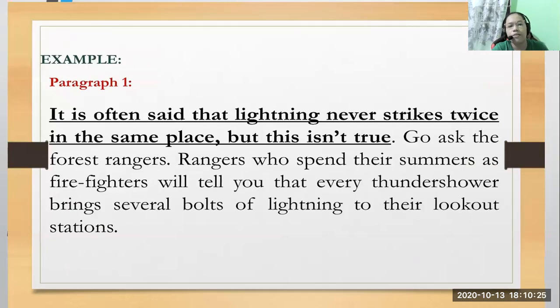Alright, there you go. The main idea of paragraph 1 can be found on the first sentence. Why? Because it talks about lightning. And what does the author say about lightning? That lightning never strikes twice in the same place, but this isn't true. So what type of main idea is in here? Implicit or explicit? It is explicit. Why? Because it is directly stated in the paragraph.